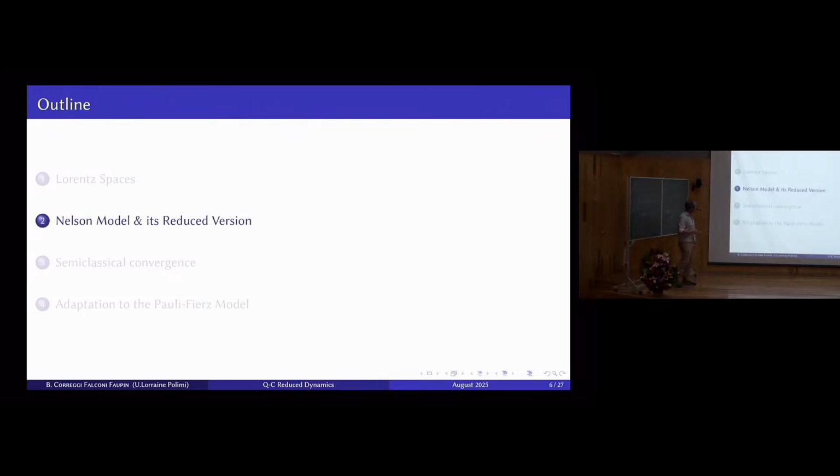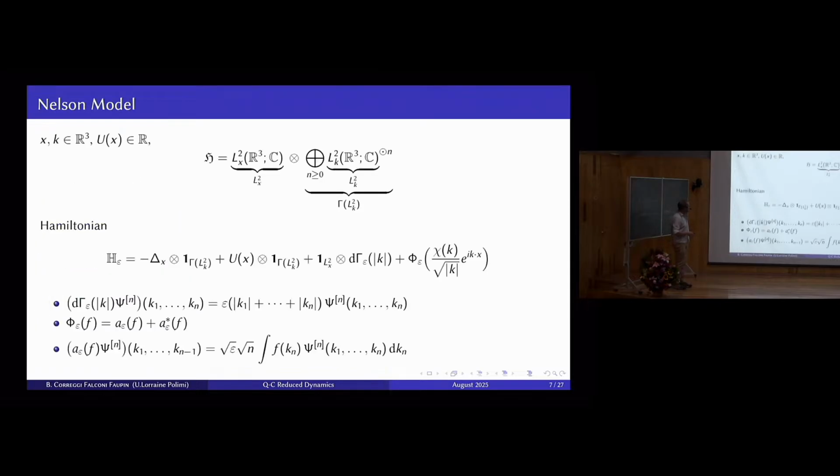So let me remark that I will present here all the results in the case of the Nelson model, for simplicity, but they actually hold also in the case of the Pauli-Fierz model, which is more realistic and is normally harder with the question of ultraviolet cutoff. So let's see, what do we consider?